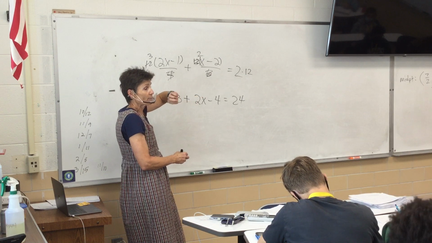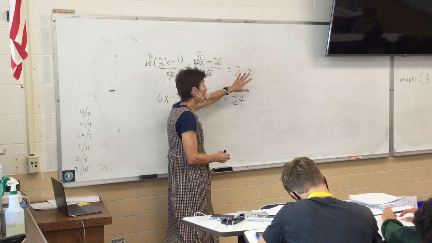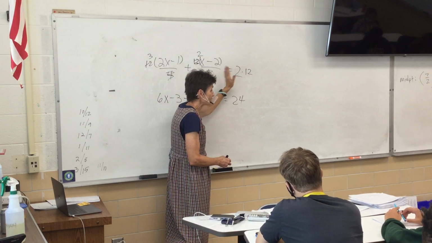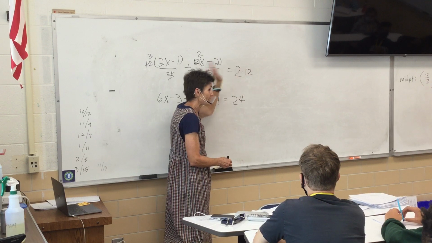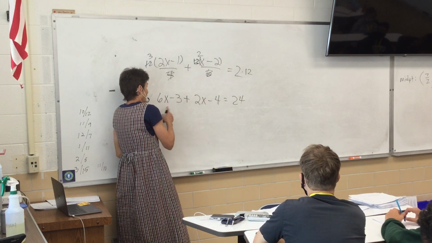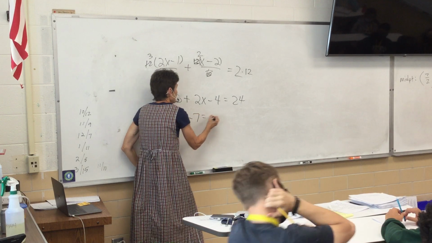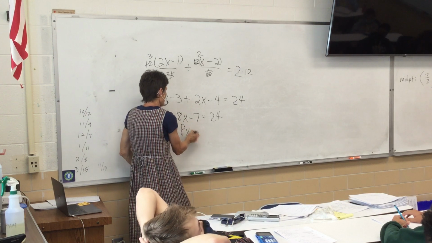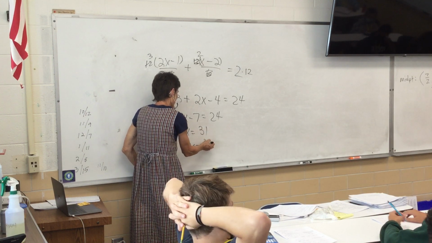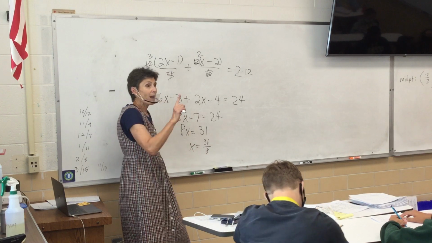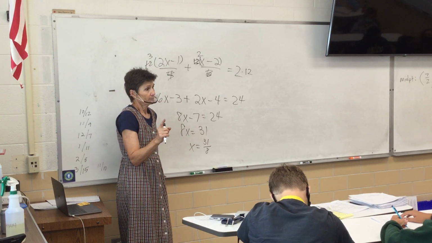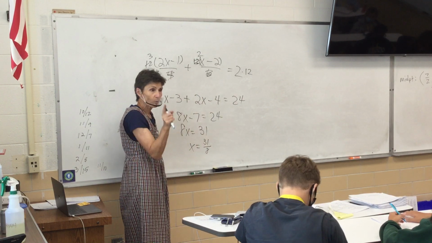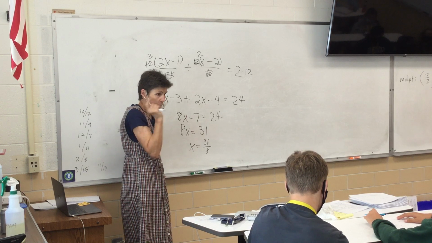I gave a makeup quiz to some kids this morning, and they missed this problem because they forgot to multiply on this side. You've got to multiply everything by 12, or 24, or whatever you're multiplying by. All right, I got 8x minus 7 over here, if I added right. And 8x equals 31, so I got 31/8. I do not put that on a number line because it's an equals problem. Equals problems don't have shading, right? They just have equals.